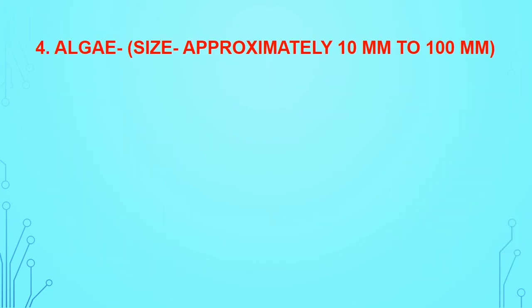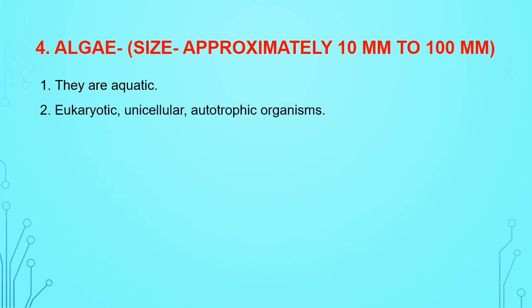Let's understand algae. Algae you have seen. We know algae as moss. Algae are aquatic. Algae are eukaryotic, unicellular, and autotrophic organisms because algae have chloroplast in their cell. Because of chloroplast, algae complete the process of photosynthesis and that is why they are autotrophic.